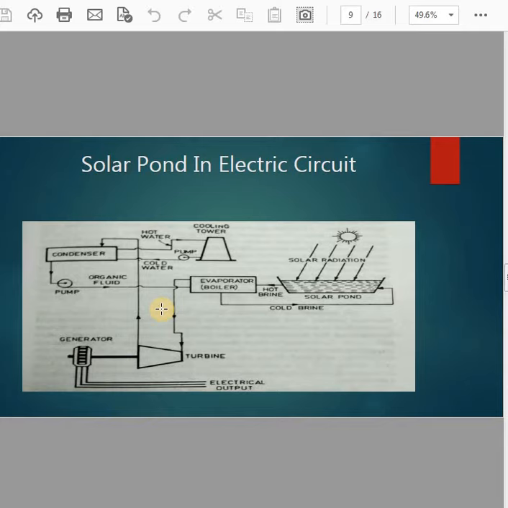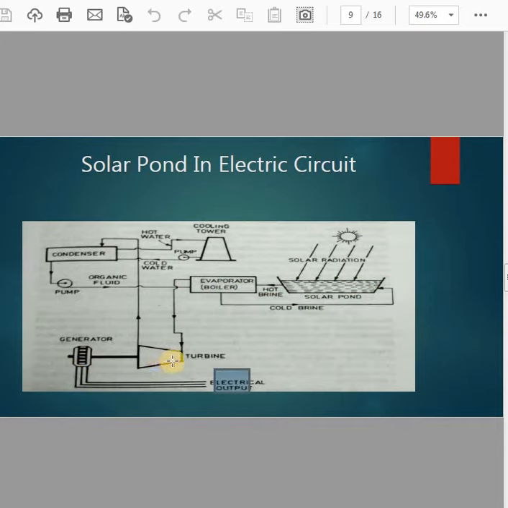This is a typical solar pond in an electric circuit, where the solar radiation is being absorbed in the solar pond. The cold brine is sent to the solar pond, and the hot brine goes to the boiler or the evaporator, from which it drives the turbine. Driving the turbine, the electrical energy is generated and the electrical output is obtained.